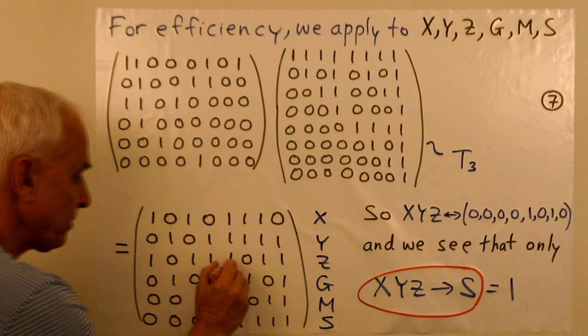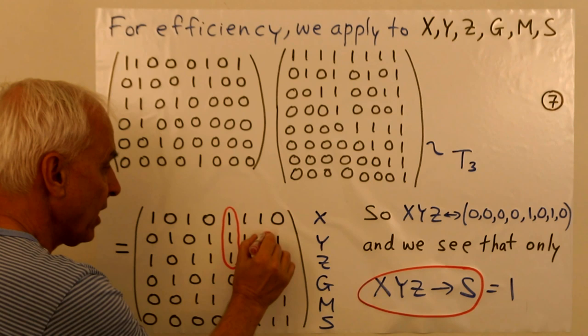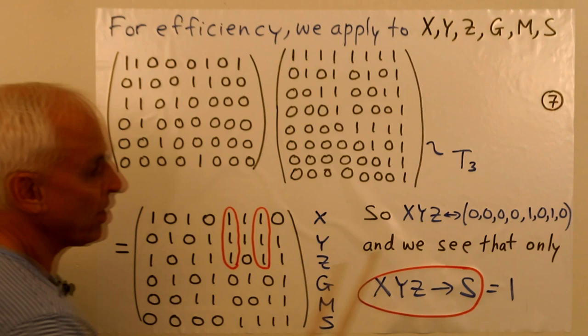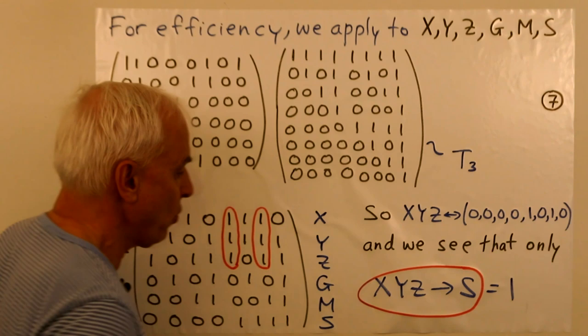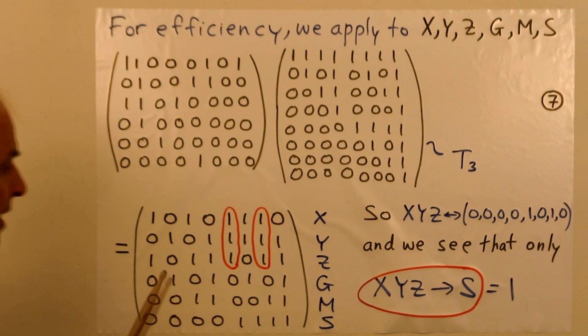The first place where we do not get a 0 is with this column, and the other place where we get a 1 is with this column. So when we take the product of these two things, we're going to get this vector here, 0, 0, 0, 0, 1, 0, 1, 0. There's a 1 only in this fifth and seventh spot. Okay, now let's compare those with the values of G, M, and S.